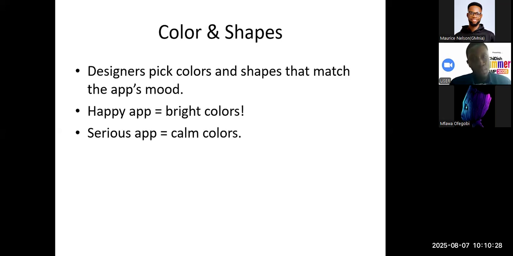Now, colors and shapes. Designers pick colors and shapes that match the app's mood. We have the happy app and the serious app. As an example of a happy app, let's use YouTube. I think most of you still watch Cocomelon, so it's a happy app. You use bright colors, things that speak to your users, as if to say, as you're using the app, you're supposed to be happy. Then we have serious app colors, let's say like your banking app. We use calm colors. We don't use too many shouting colors.